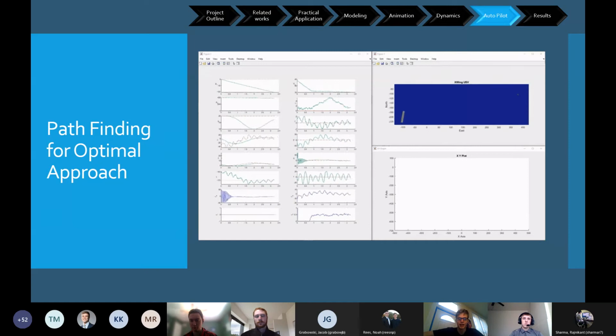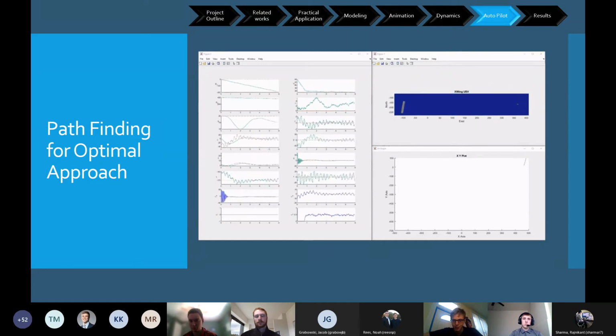So here you can see it in action. We chose a pretty far out distance just to demonstrate it well, the path it will take.